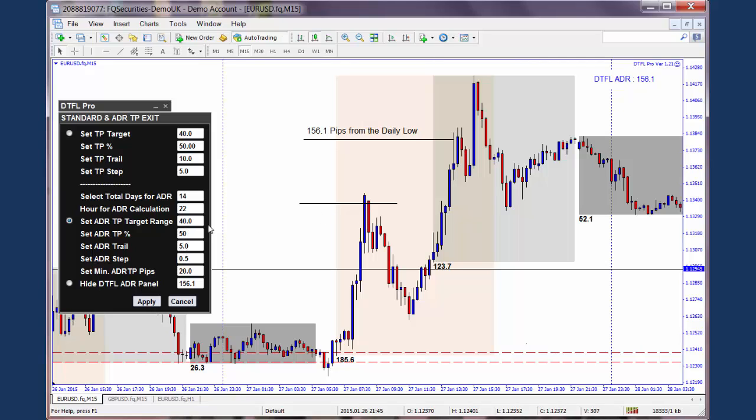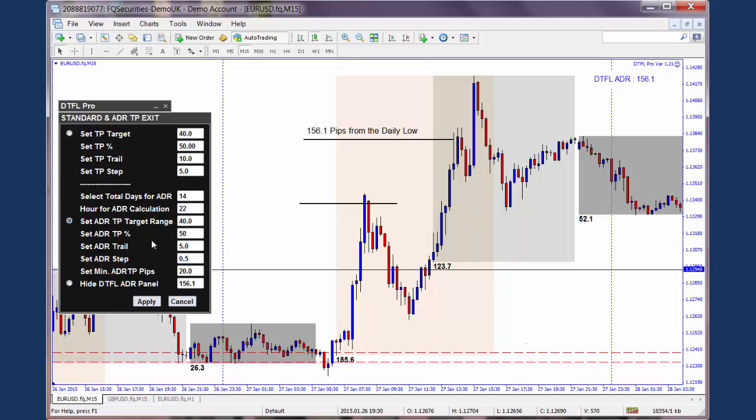But what would happen again when this level is hit? That is calculated by the DTF ADR, taken from the low to this level. Then the range you've put in here is deducted. That gives you the target price. When that target price is hit, the EA will carry out the actions you've set here. 50% of the position will be closed. The stop loss will move to 5 pips away from the current price, and it will start to trail in 0.5 increments. So that is how the ADR works.